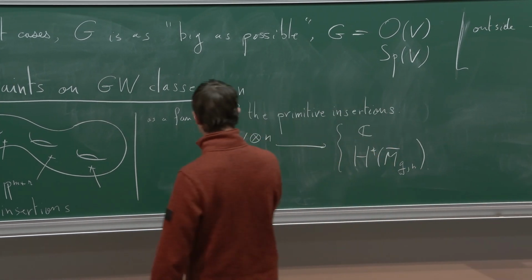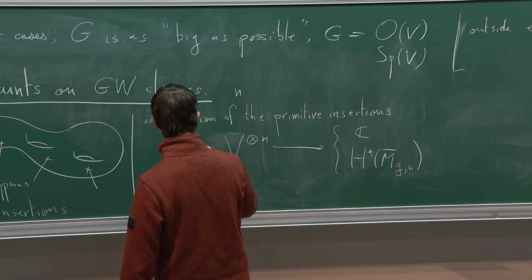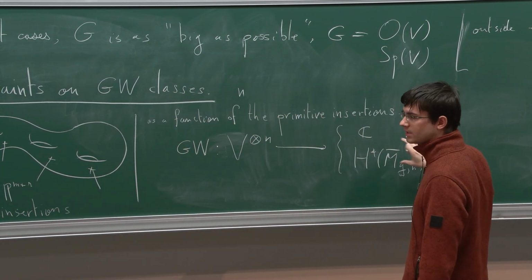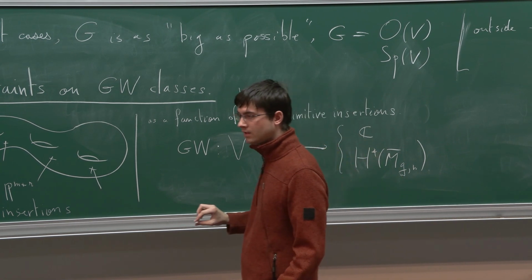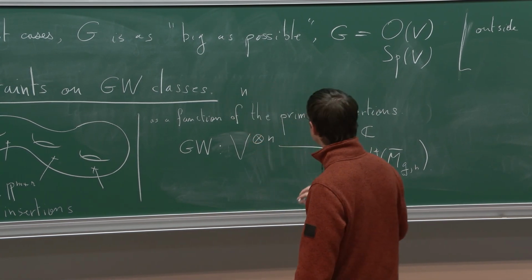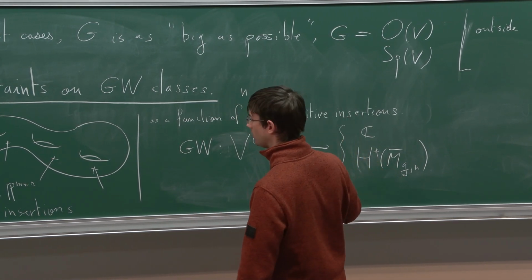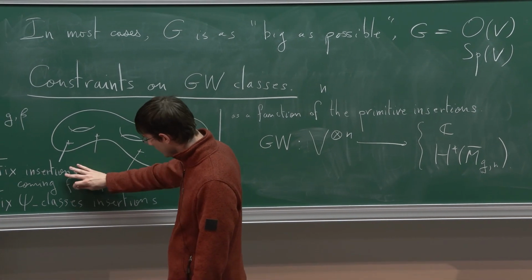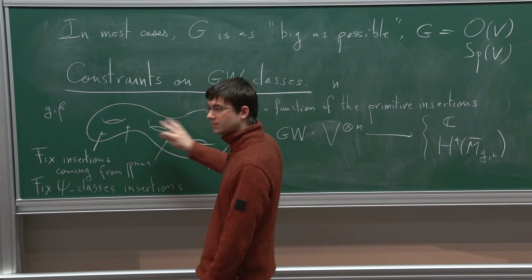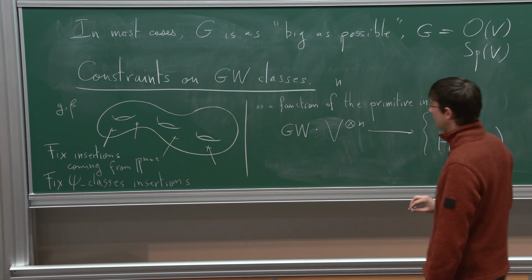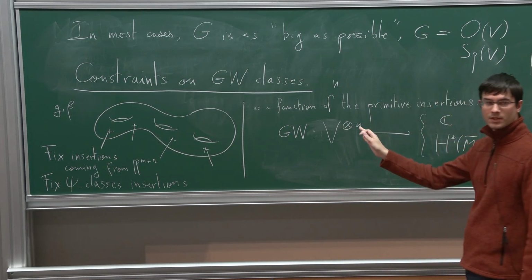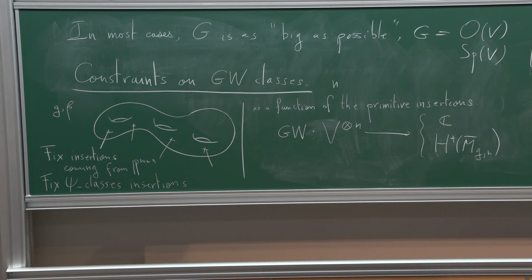And just for notation, I will call this particular object GW. Do you also allow psi classes in this primitive insertion? Yes. So here psi classes at all possible points, both the ones coming from projective space and the primitive ones. The powers of the psi classes are fixed, and the only thing I vary are the primitive insertions.